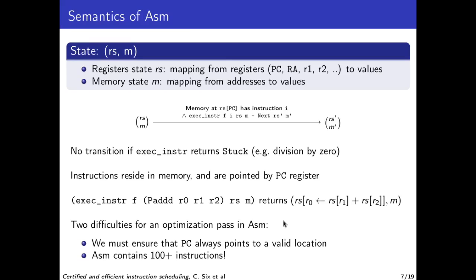This semantics presents two major difficulties when it comes to introducing an optimization path. The first difficulty is that PC must always point to a valid location in memory. So if you have an optimization, then there must be some kind of proof that this optimization does not change that property. Another difficulty is that ASM contains a lot of instructions. In the case of CompCert, we have more than 100 of them. So it's best to make sure that our proofs scale with that amount of instructions.